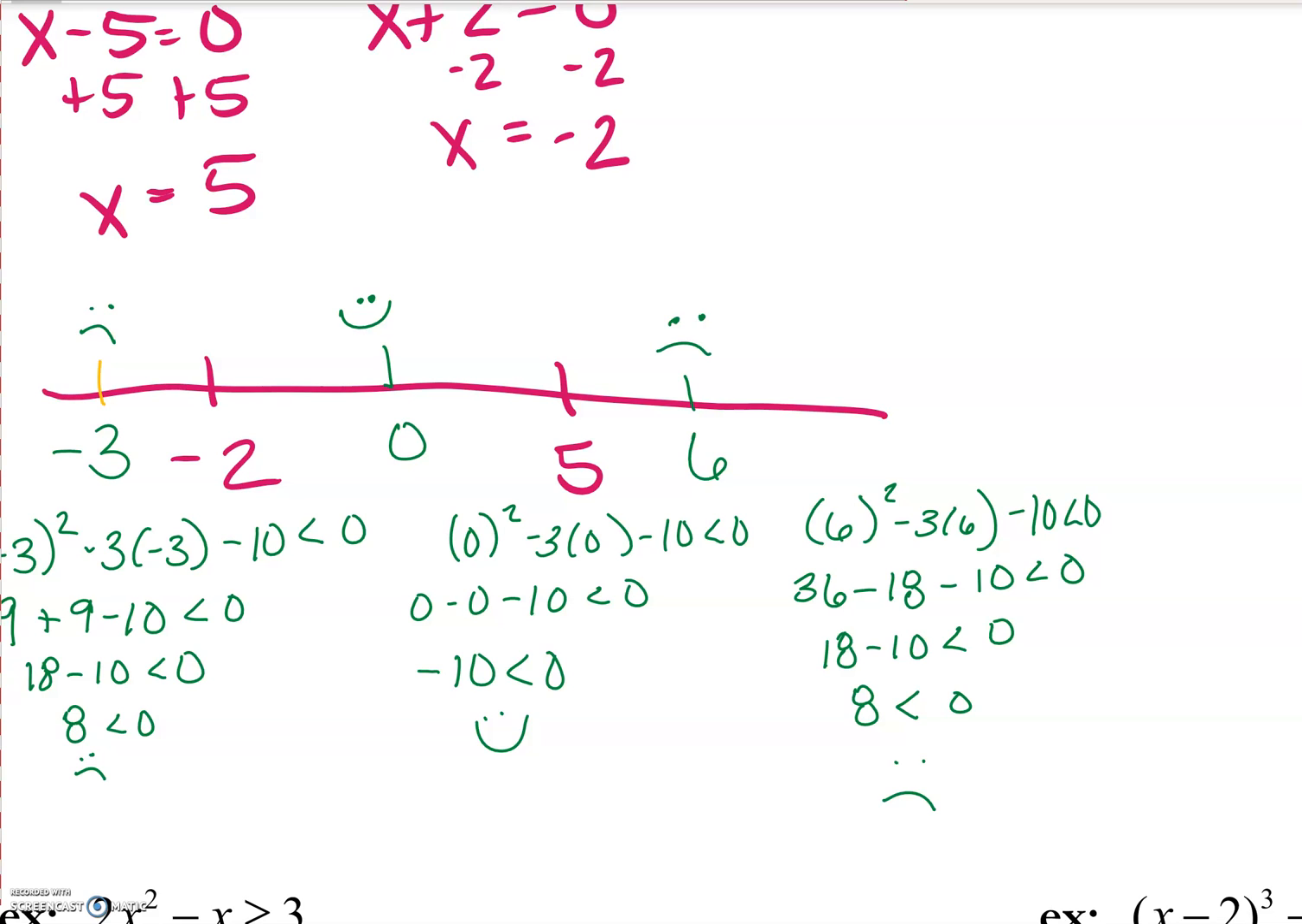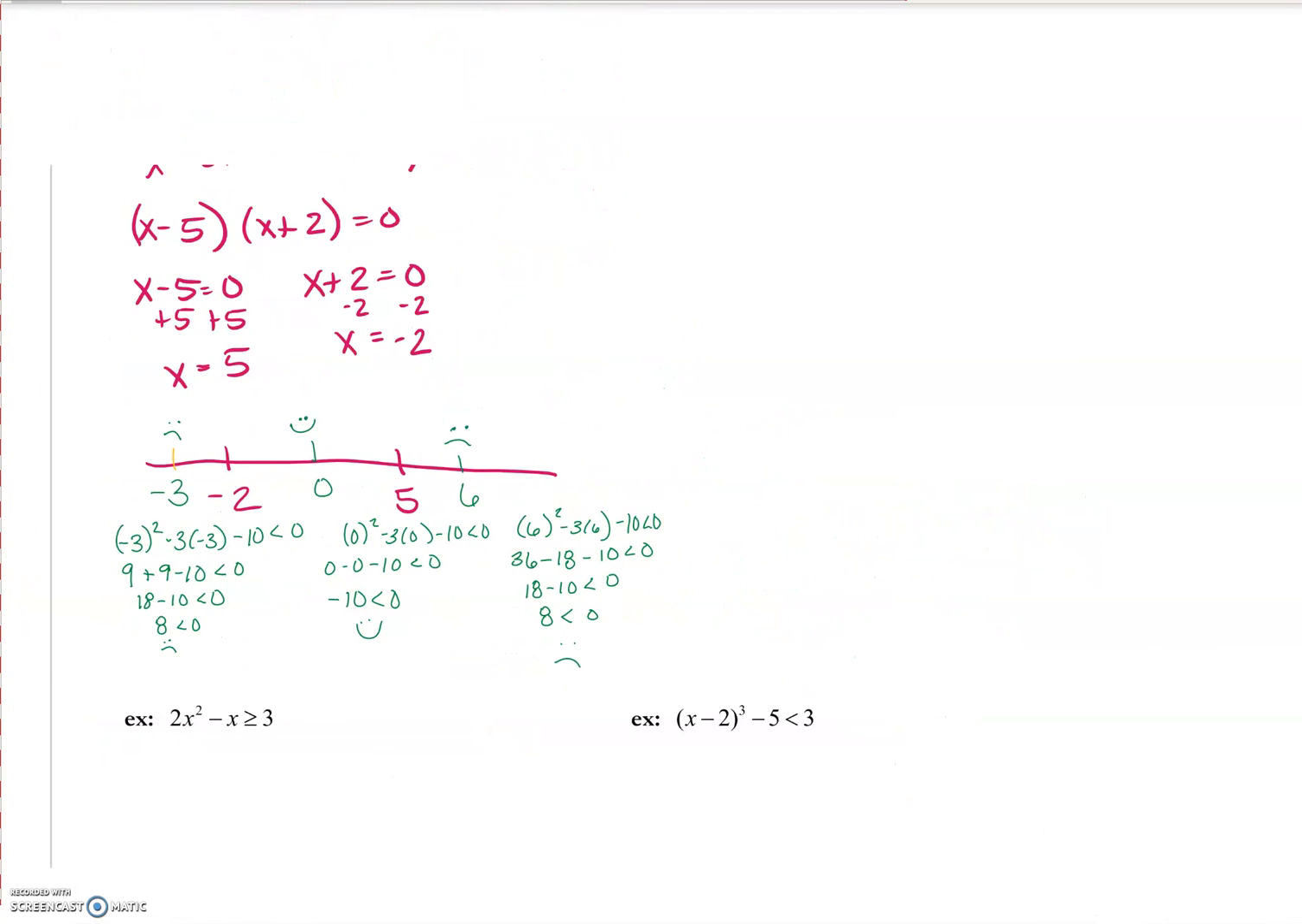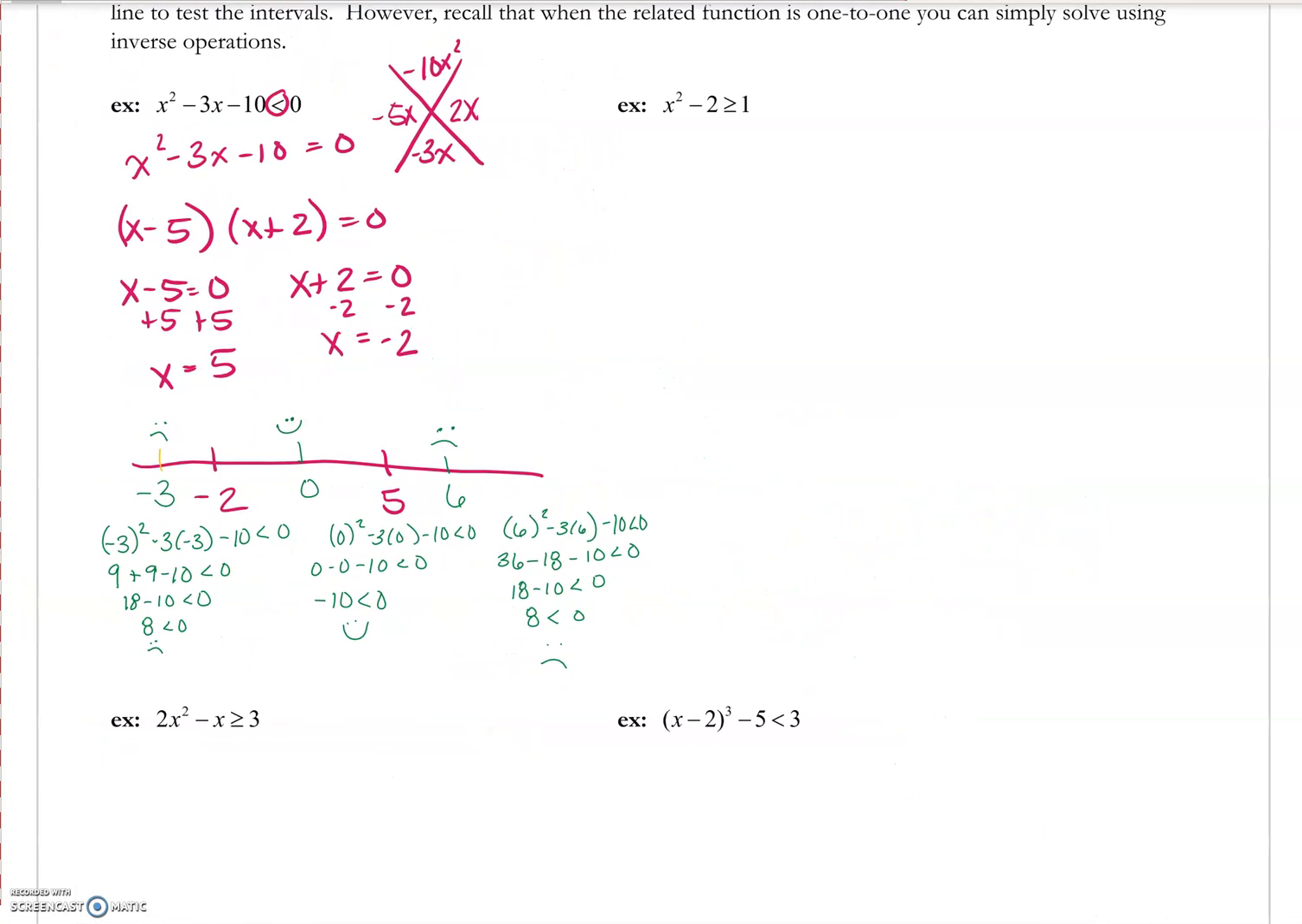So my answer to this, again, is not just x equals 5 and x equals negative 2. It's any value in between the numbers negative 2 and 5. So when I write my answer to this inequality, I can write it in two different ways. I can either say that x is greater than negative 2 and less than 5, or I can use interval notation and just say that it goes in between negative 2 and 5, whichever one you prefer.